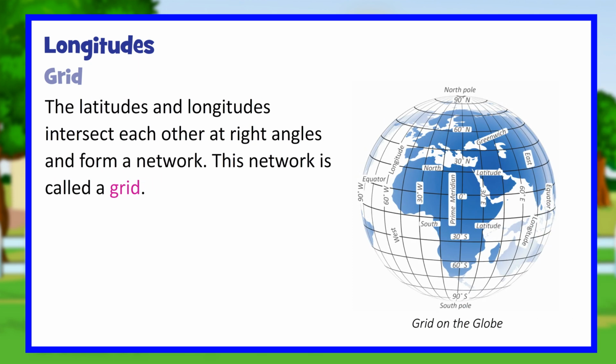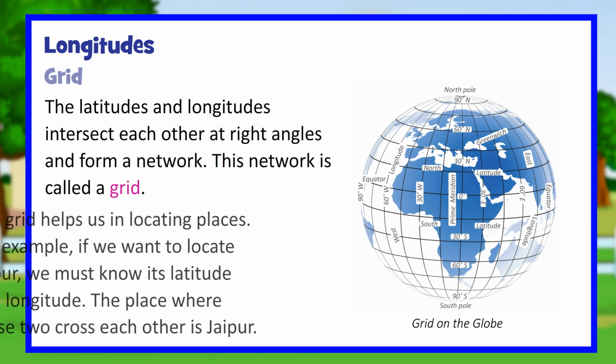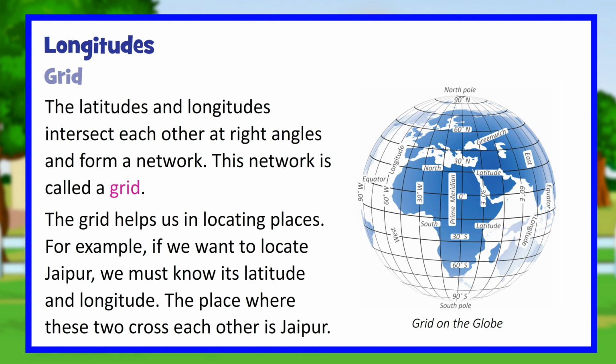Grid. The latitudes and longitudes intersect each other at right angles and form a network. This network is called a grid. The grid helps us in locating places. For example, if we want to locate Jaipur, we must know its latitude and longitude. The place where these two cross each other is Jaipur.